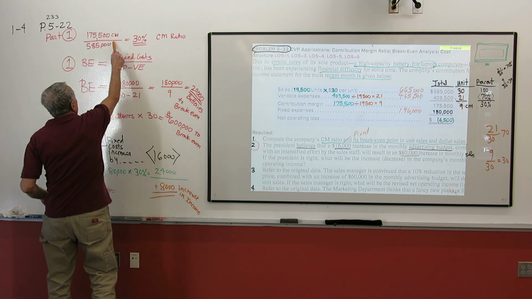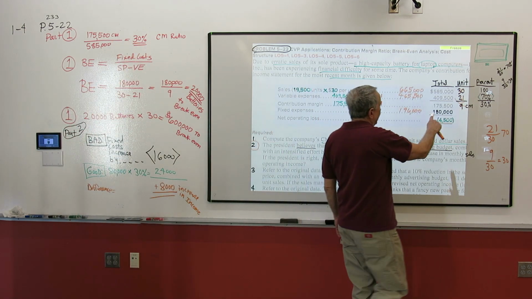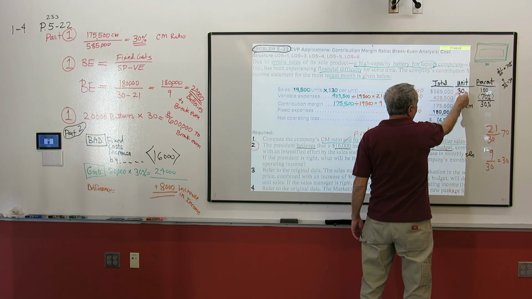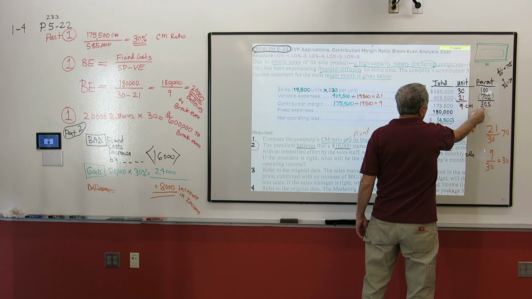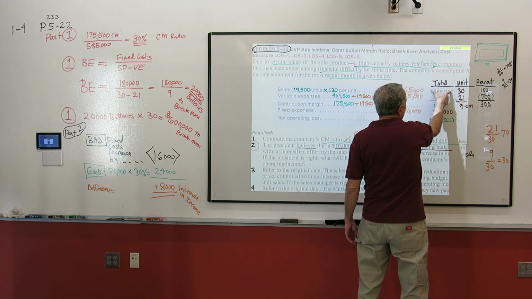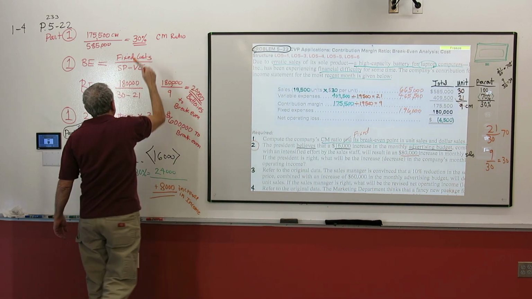Well, here's the contribution margin ratio. Here's a little different way I did it, though. I just said, let's take the contribution margin and divide it into sales. Same thing here. 9 divided by 30 is 30%. And 175 divided by 585 is still going to be 30%. I did it a little bit different.